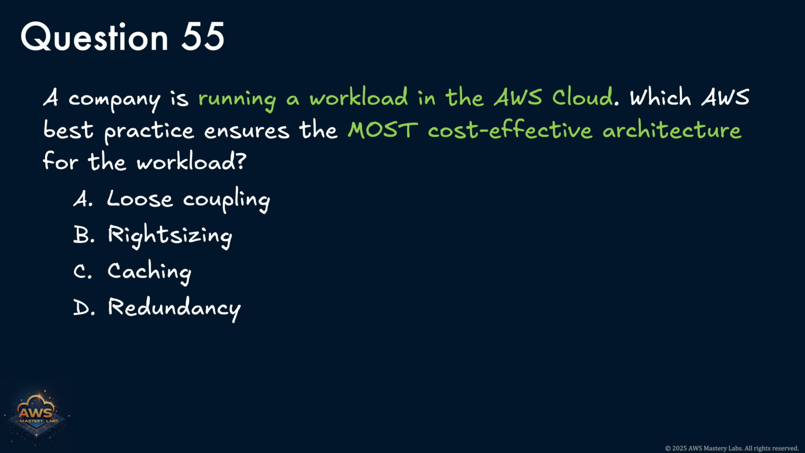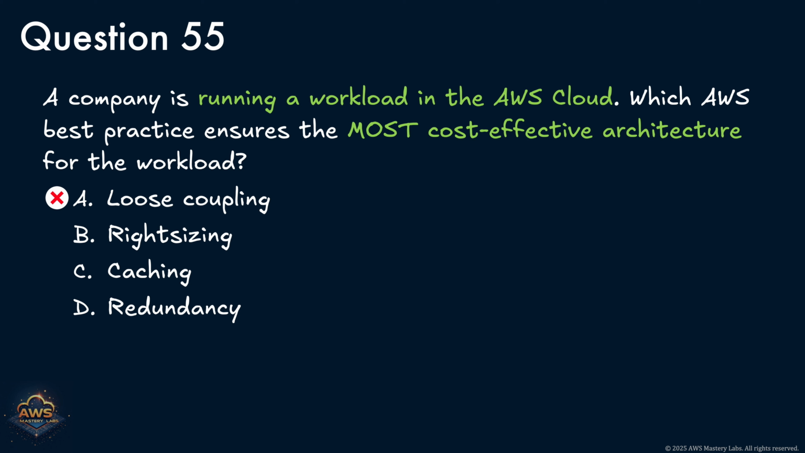This phrasing immediately signals that while multiple practices might be beneficial for cloud architectures, cost-effectiveness is the overriding criterion here. So we need to evaluate each answer purely through the lens of cost efficiency, not performance, availability, or resilience. The context also mentions a workload in the AWS cloud, implying a production system already deployed. The goal is not theoretical improvement, but a practical best practice that actively lowers cost in a running environment.